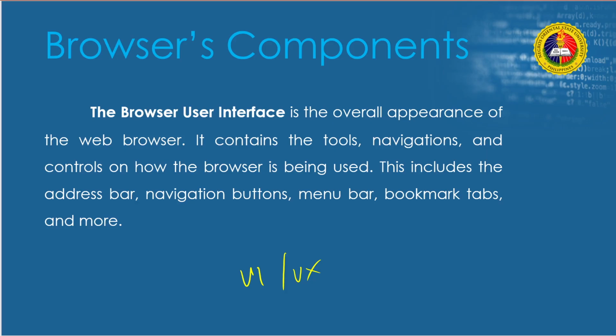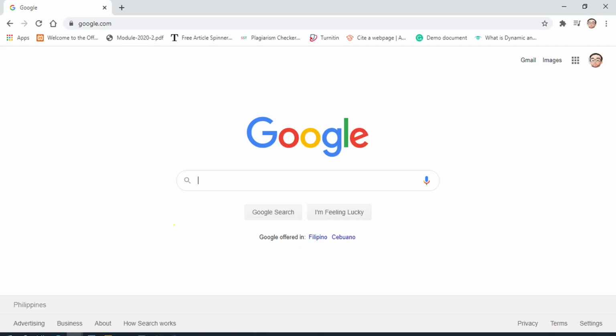Okay, so let's look for the address bar, navigation buttons, menu bar, bookmark tabs, and more. So let's start with the address bar. If this is an example of a web browser, where is the address bar? For those who have used it before, who can find the URL? Okay, go ahead. Where is the address bar?